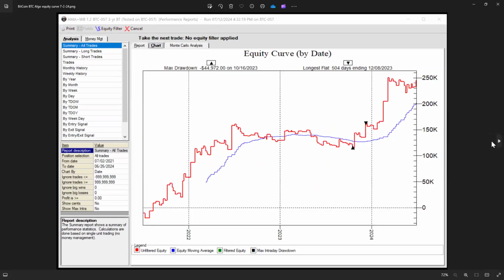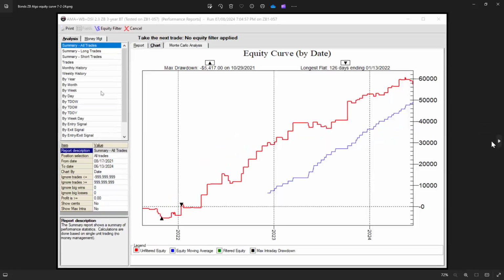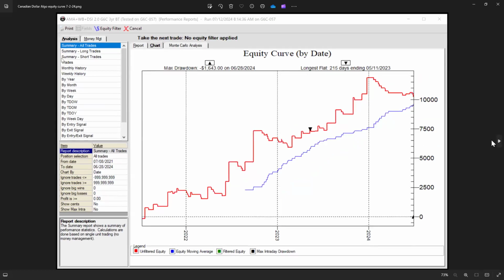Here's the equity curve on Bitcoin. Not smooth. It went through a full year of losing a little bit of money, waiting for the next time it started working again. There's the equity curve on the ZB contract. That's the 30-year bonds, and that is really good. That's an excellent one. It's very smooth, very little drawdowns, maybe some sideways periods, but that's one of the best ones, the ZB contract.